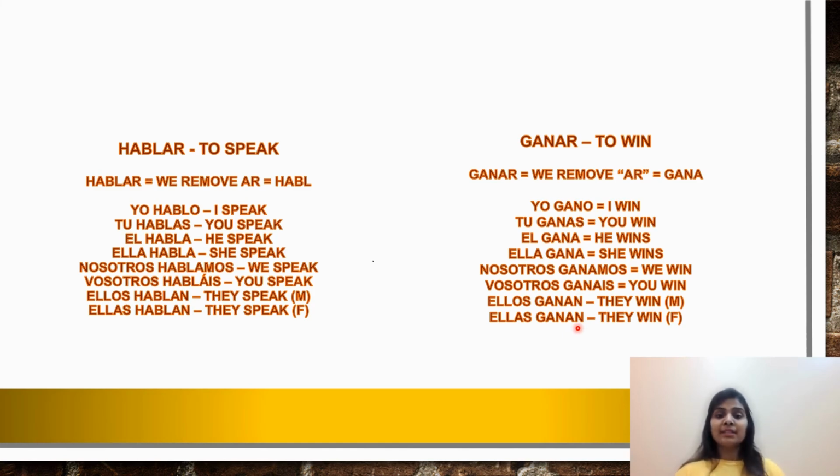So the pattern remains the same. Out of the infinitive form of the verb, we remove the ending, that can be AR, IR or ER. Once we remove the ending, we put it to all the personal pronouns and then we put the endings: O, as, a, amos, ais, an. This is applicable for the AR verbs.